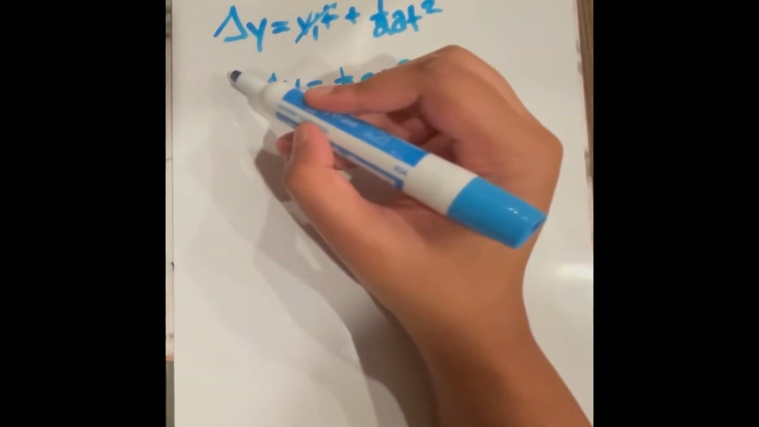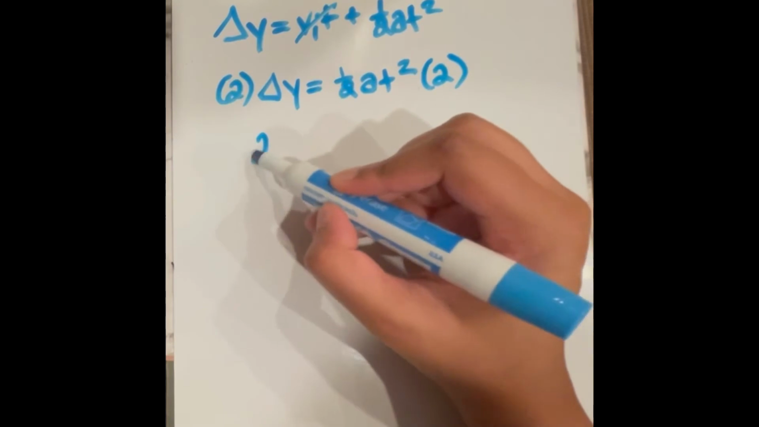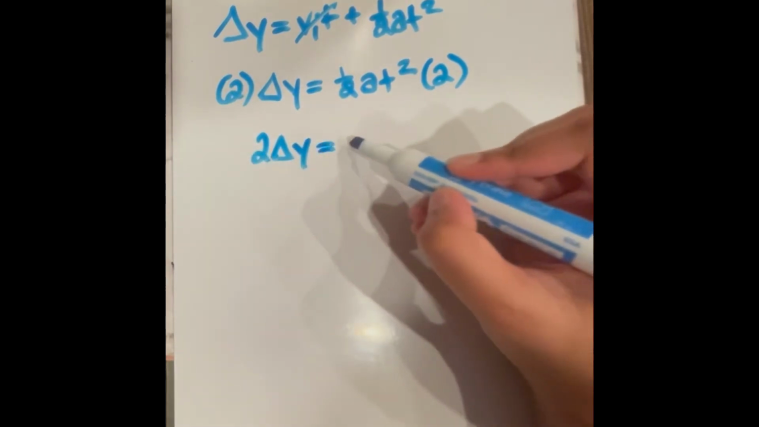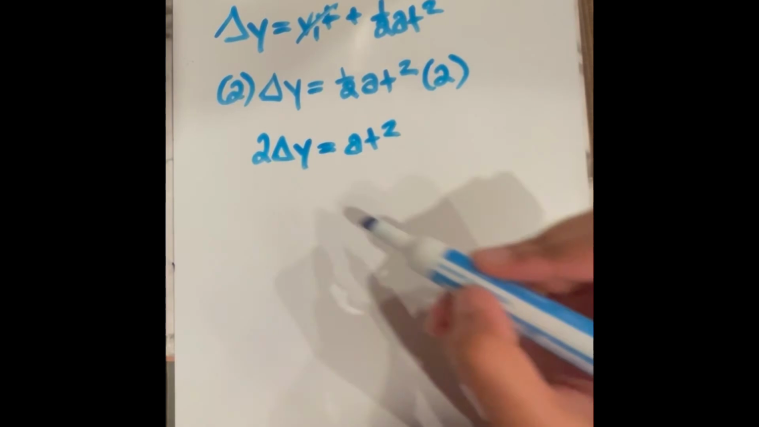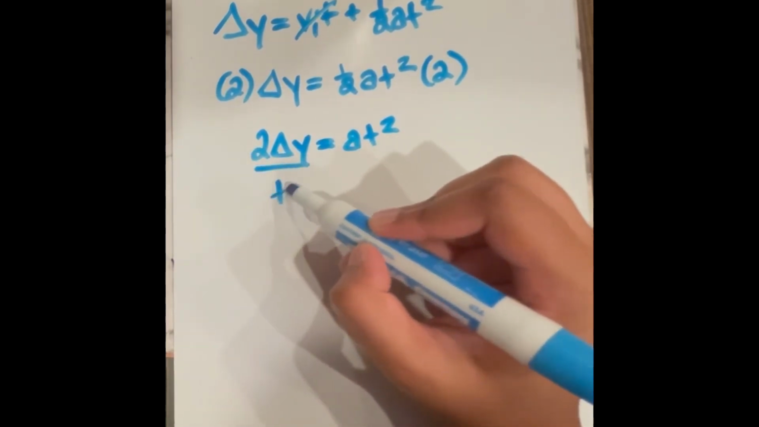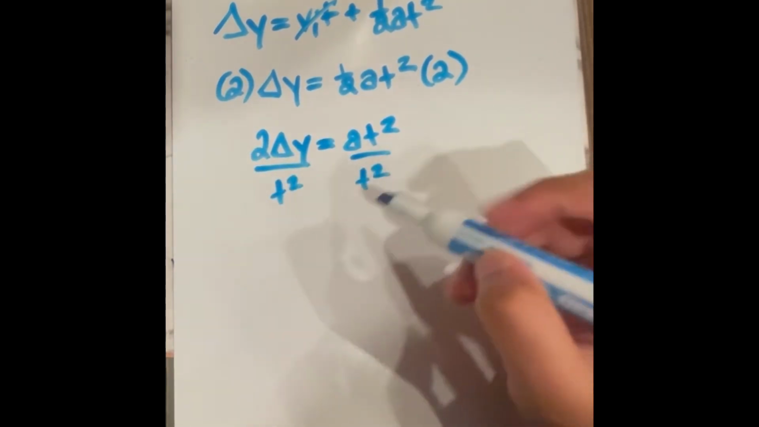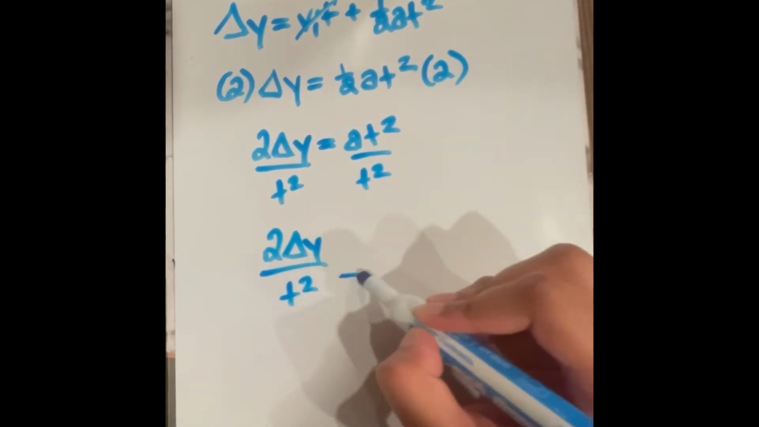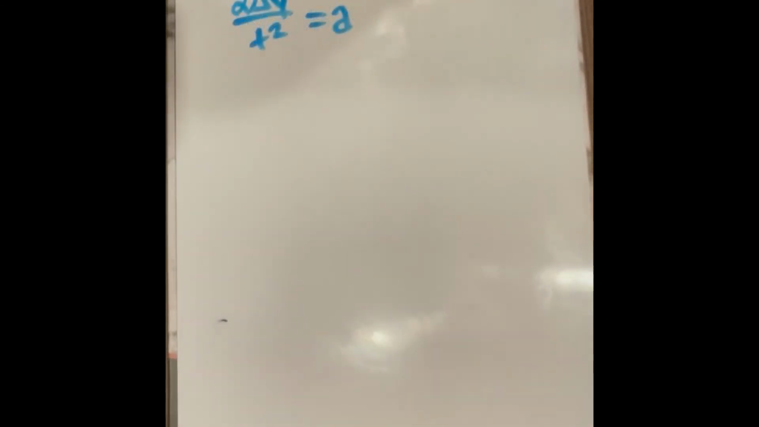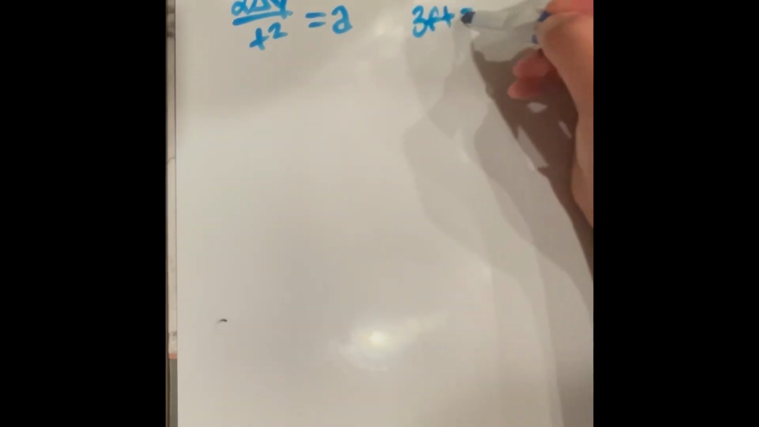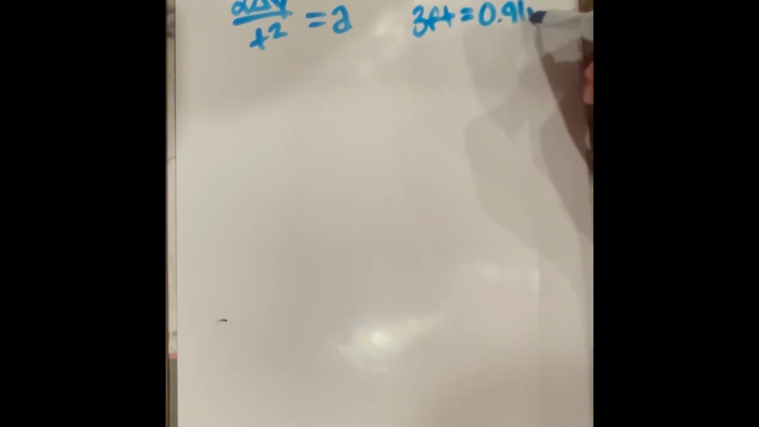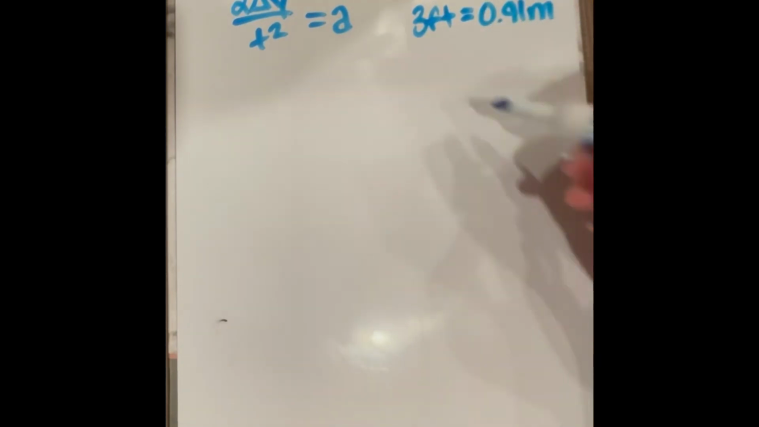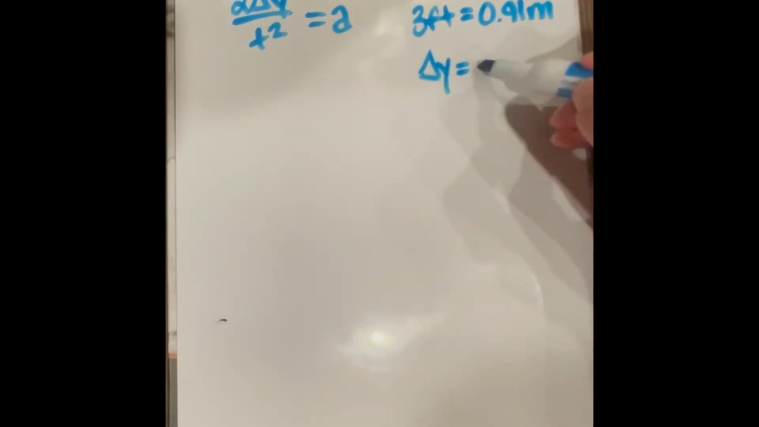Let's multiply both sides by 2 to get 2 delta y equals acceleration times time squared. Lastly, let's divide both sides by time squared to get 2 delta y over time squared equals acceleration. With our data, we know the values of delta y and time. Before we start solving, we need to convert the vertical distance from feet to meters because acceleration is in meters per second squared. 3 feet is equivalent to 0.91 meters.